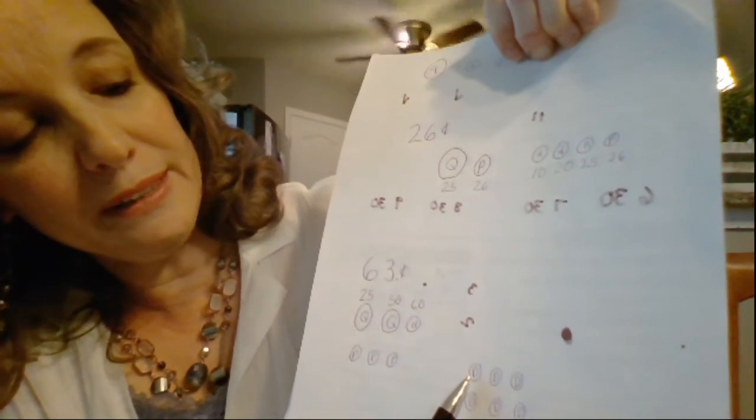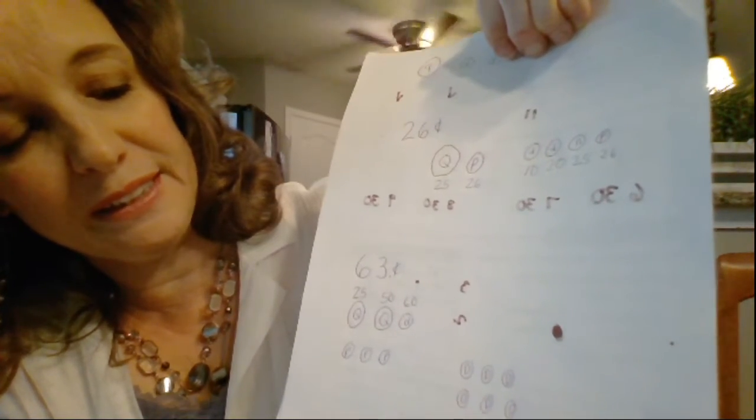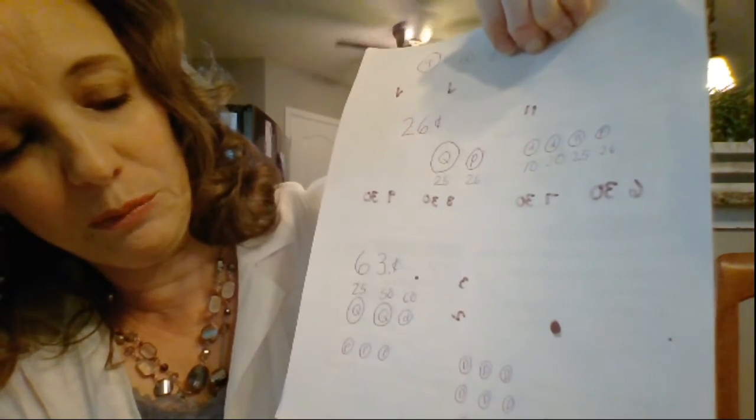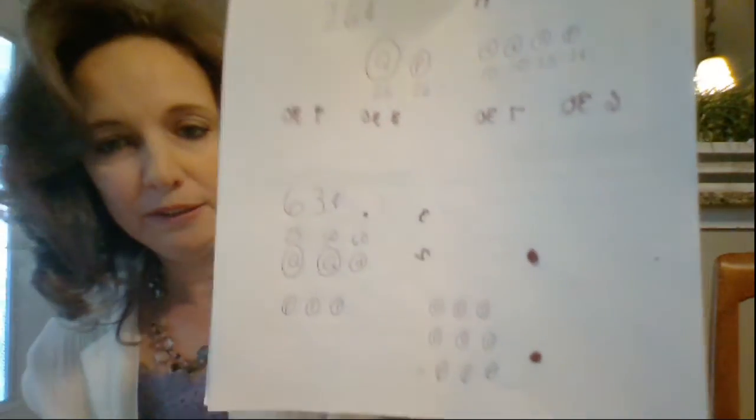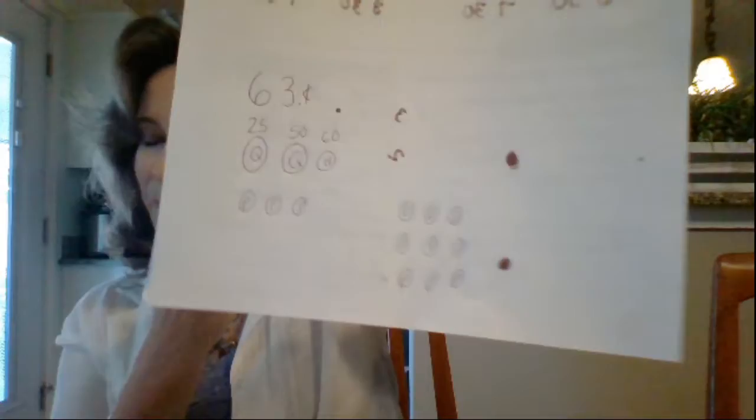Alright, and then the easy way would just be to use dimes. 10, 20, 30, 40, 50, 60. Then you got to switch to pennies. 61, 62, 63. Both of those will give you 63 cents. One just uses the fewest number of coins. We're going to do one more.